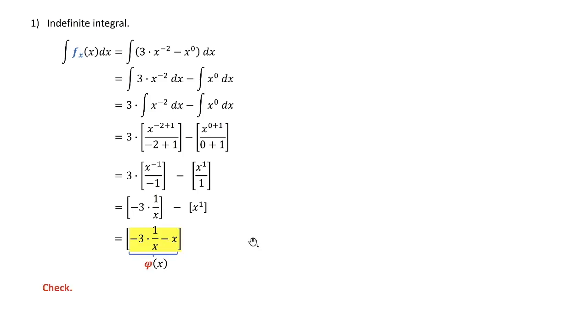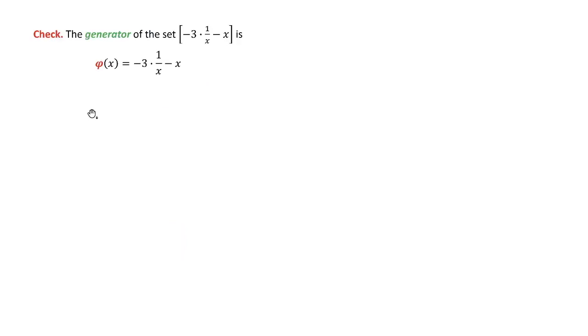And I want to check my work. This is an antiderivative, presumably, of this function. So how do I check that? The derivative of this function needs to be this function. And if it is, by definition, it's the antiderivative. So the generator of this set is this particular function.